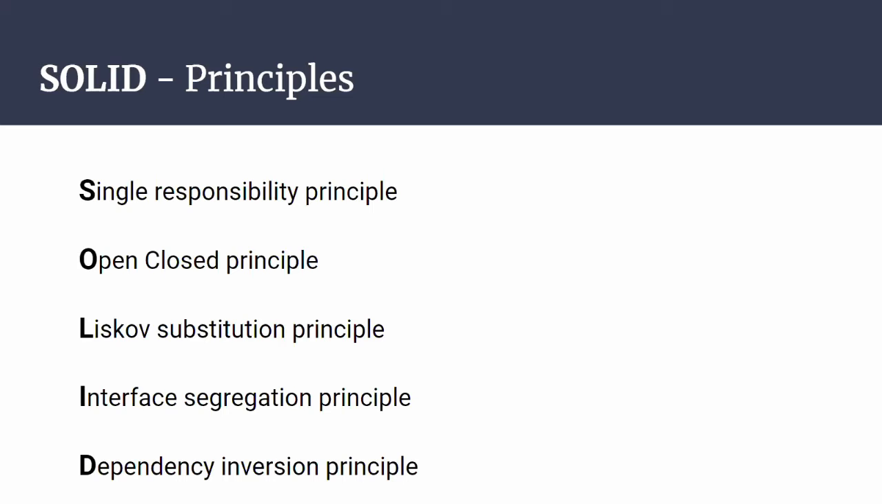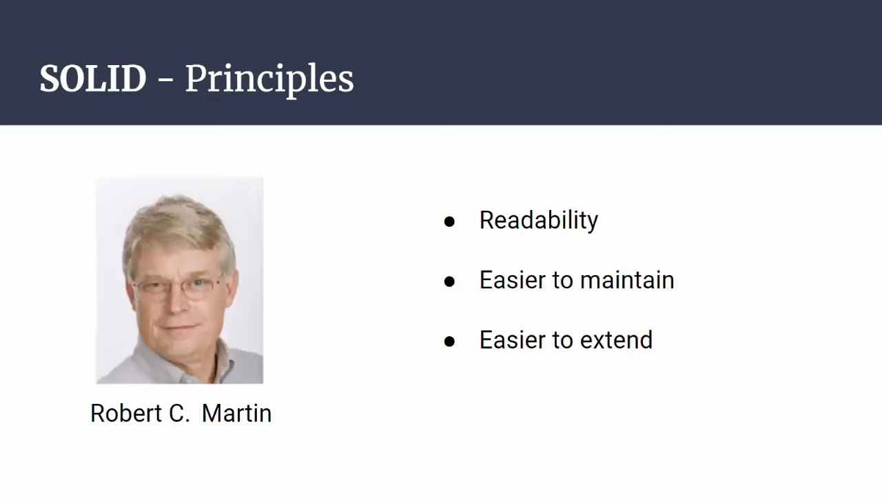The SOLID principles of object-oriented programming are five: single responsibility, open-closed, Liskov substitution, interface segregation, and dependency inversion. They are called SOLID because the initial letters of these principles make up the word SOLID. These principles were created by Robert C. Martin, and their intention is to make a software design readable, easier to maintain, and easier to extend.